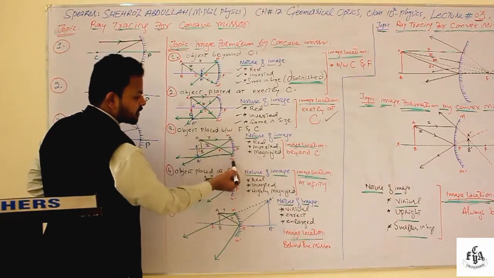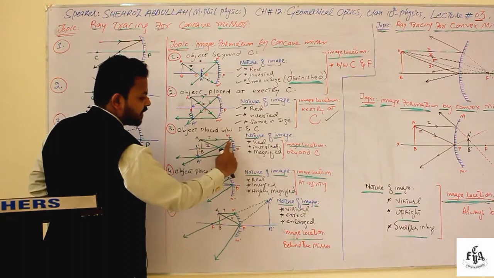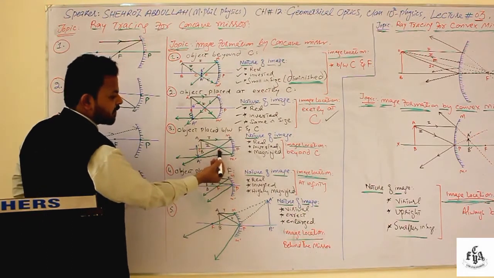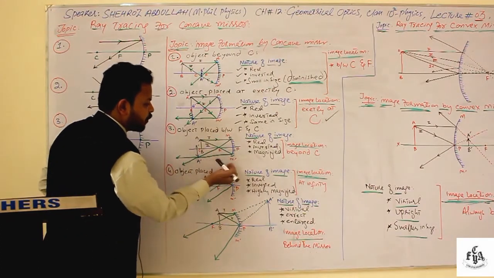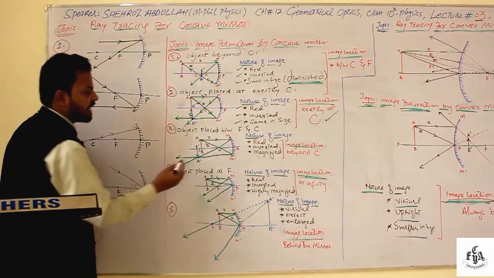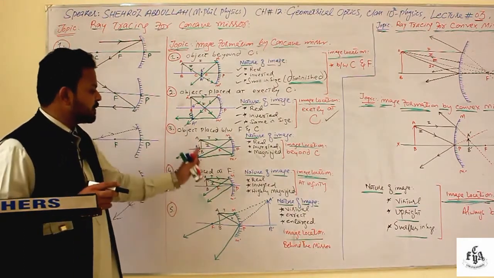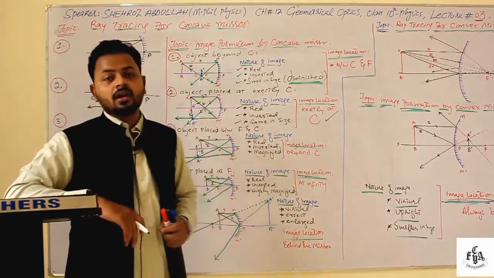Now we have an object and a concave mirror over here. The first ray is coming and striking the mirror. After striking, it passes through the principal focus. The second ray comes and passes through the principal focus and is reflected back, and the image is formed over here, A dash B dash. Do remember one thing, this image is formed beyond C.